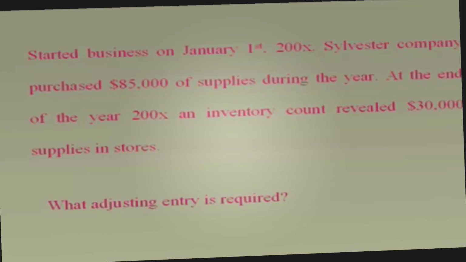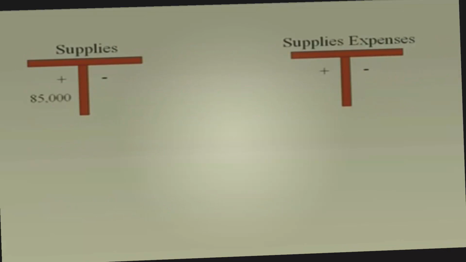Question: what adjusting entry is required? Let's have a look. Previously, you had 85,000 in your supplies. Now you want the balance to be 30,000. This is because 55,000 has left the warehouse. It got used up. When assets get used up, it gets converted to an expense. Let me repeat that. When an asset gets used up, it gets converted to an expense.